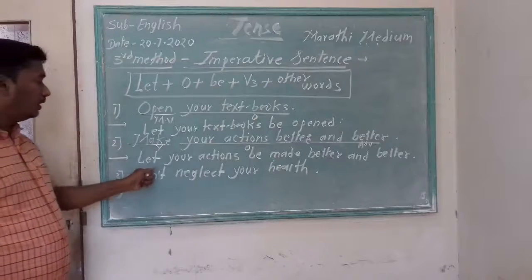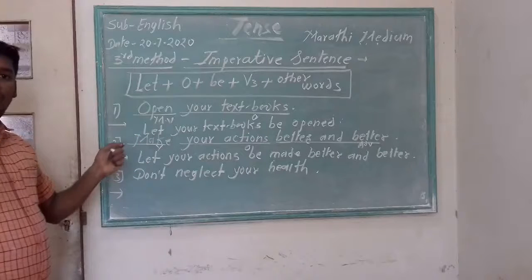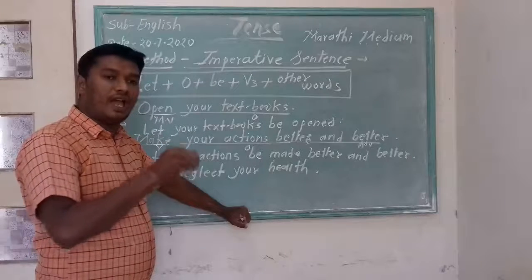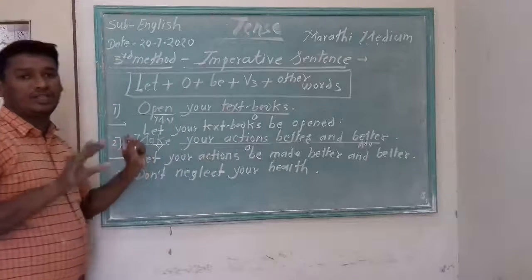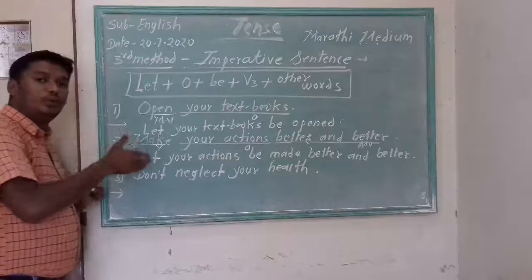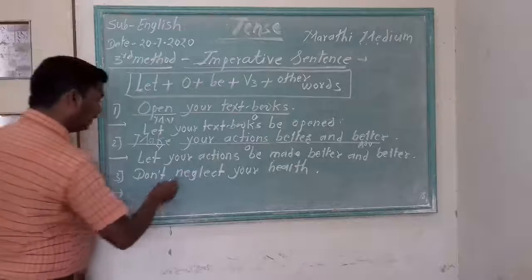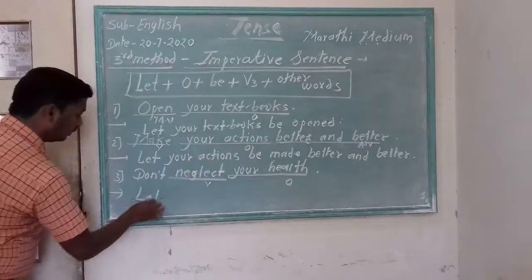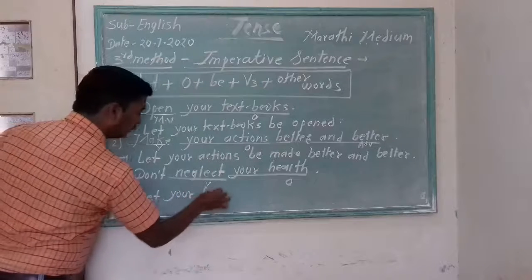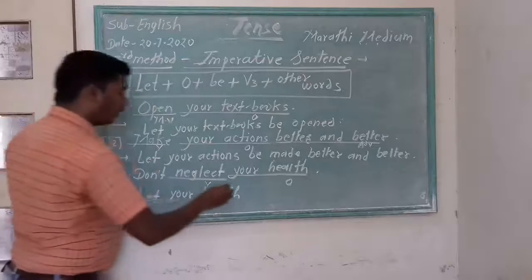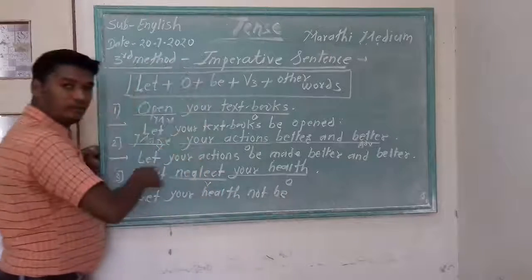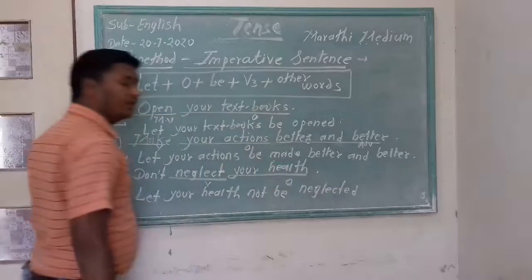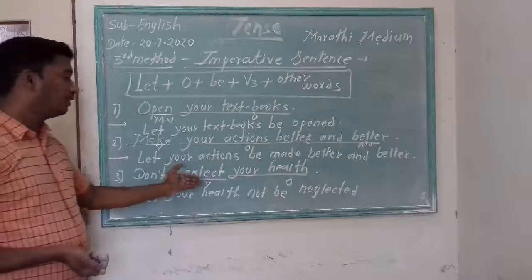Now the next sentence: don't neglect your health. It is a negative imperative. If the given imperative is negative, then add not before be in the structure. Other changes are the same. Instead of don't, we put not before be. Neglect is the verb, your health is the object. So start with let, then your health, then take not before be, because it is a negative imperative. Then neglect into neglected. It is the passive voice of a negative imperative: Let your health not be neglected.